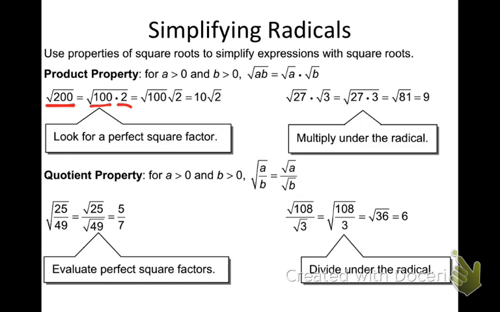Why do I do that? Because then I can simplify the square root. What is the square root of 100? 10. Does the square root of 2 break down? Nope, so that stays inside. So my answer there would be 10 square root of 2. That is how I simplify that.